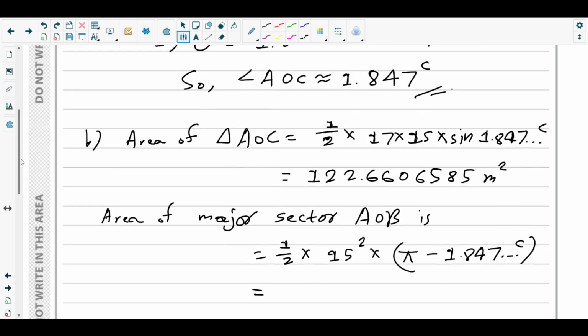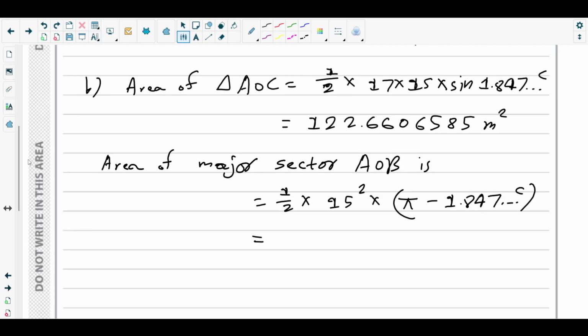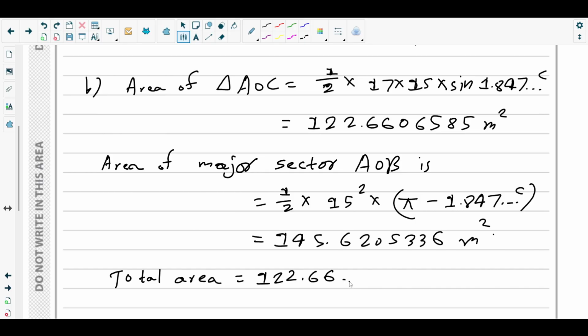1.847195257, that's the theta. So 3.1416 minus the 1.847 that I saved as answer, times 15 squared times half. So this is 145.6205336 meter squared. Okay, so total area, we will get 122.66 dot dot plus 145.62 dot dot, that much meter squared.